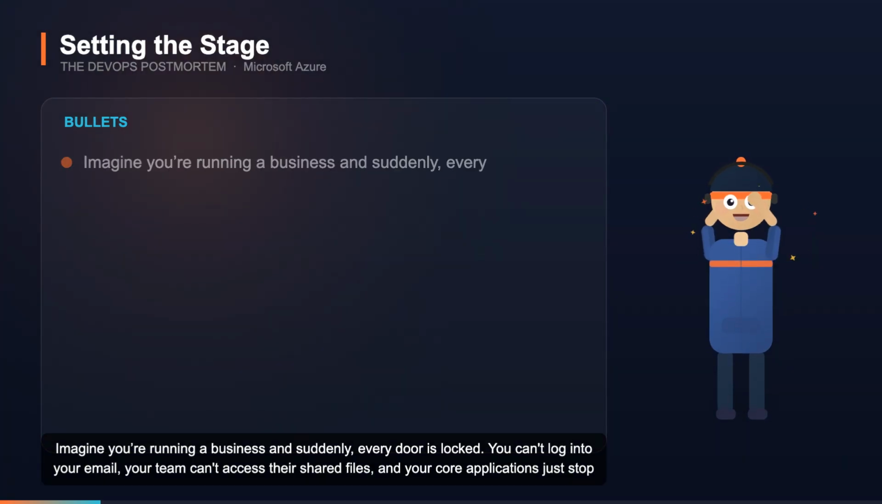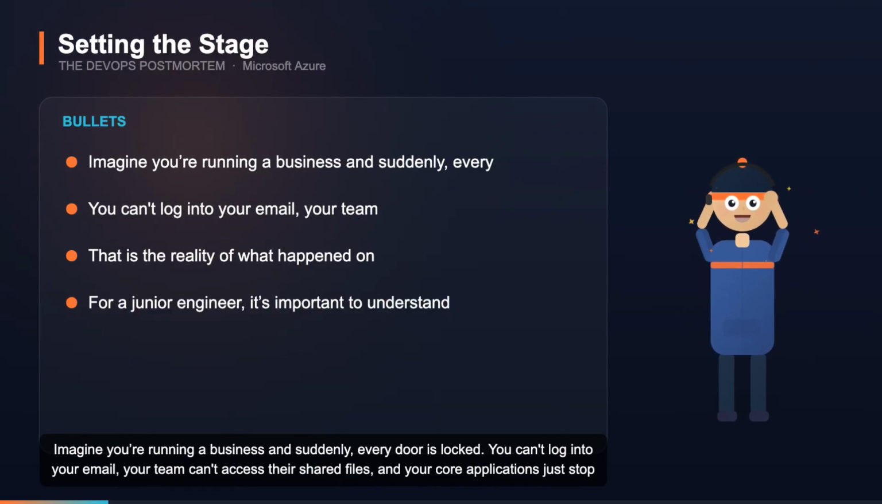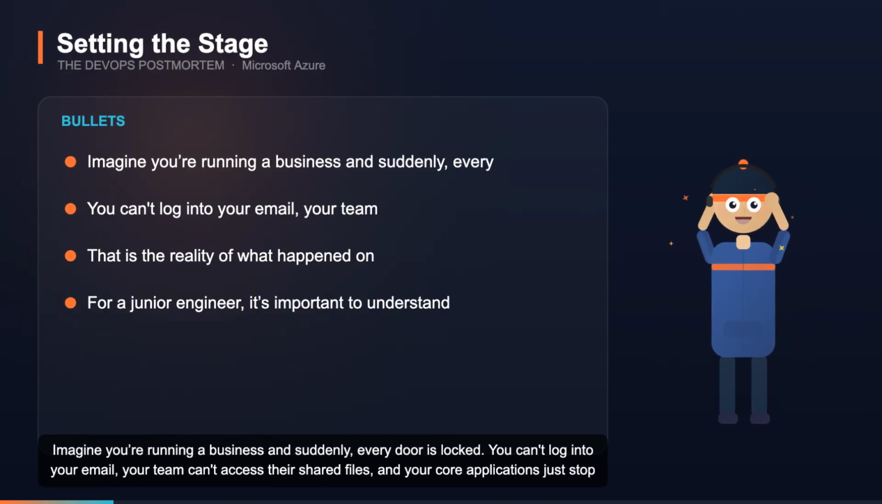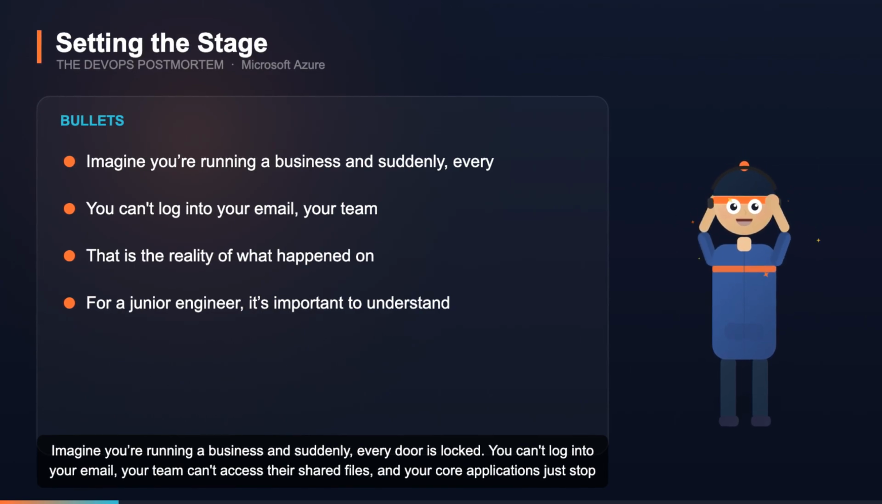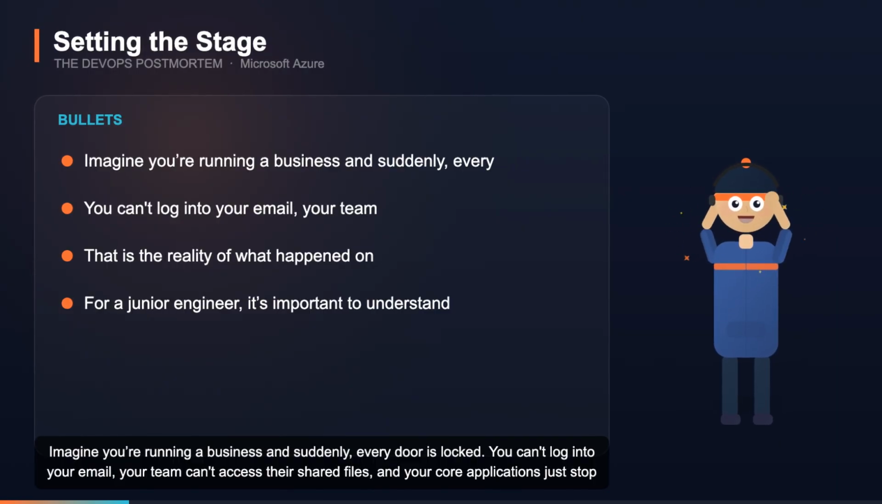Imagine you're running a business and suddenly, every door is locked. You can't log into your email, your team can't access their shared files, and your core applications just stop talking to each other. That is the reality of what happened on March 15, 2021, when Azure Active Directory, the massive identity backbone for Microsoft's cloud ecosystem, just flatlined.